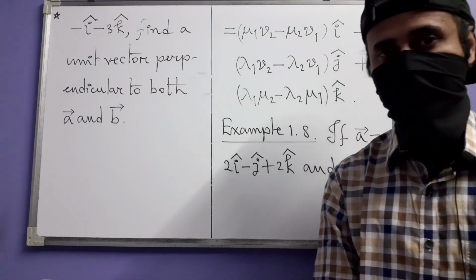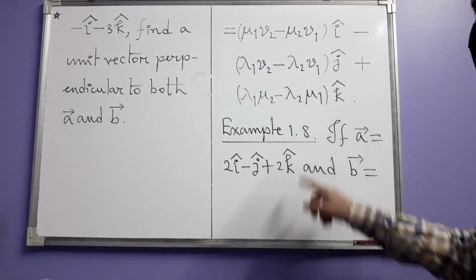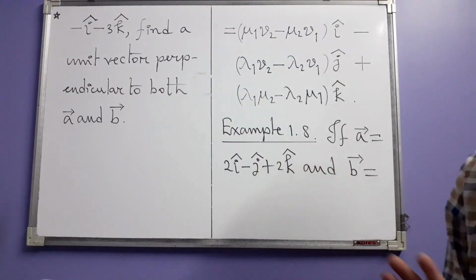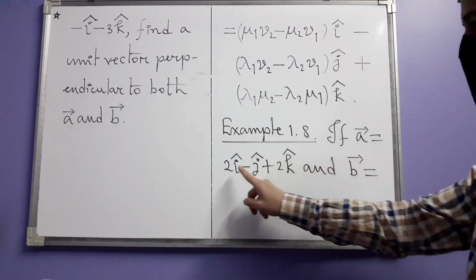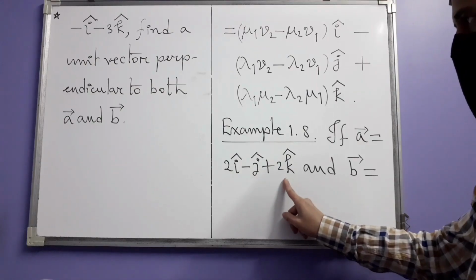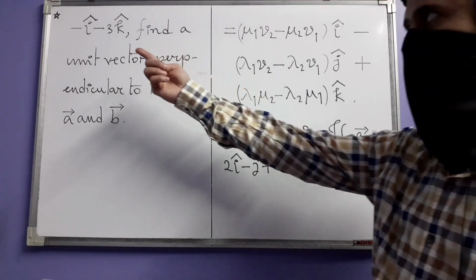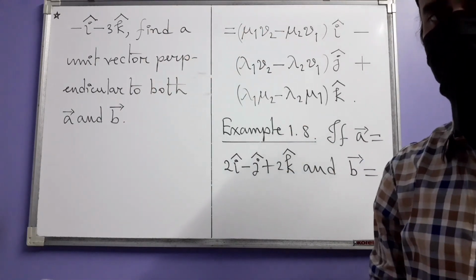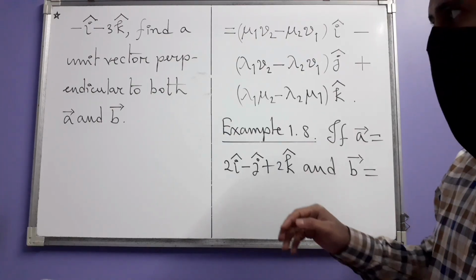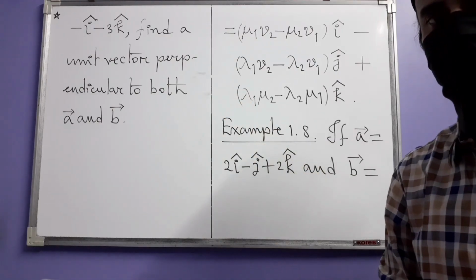And finally, let's consider one example. Example 1.8. Two vectors are given. a is the vector 2i minus j plus 2k and b is the vector minus i minus 3k. We have to find a unit vector perpendicular to both a and b.